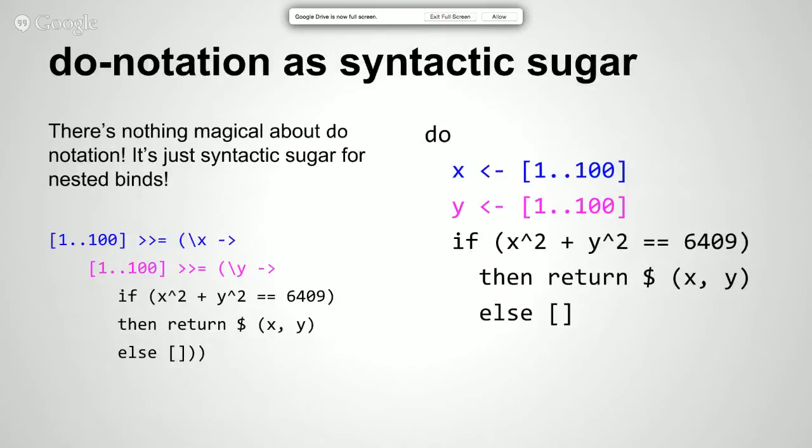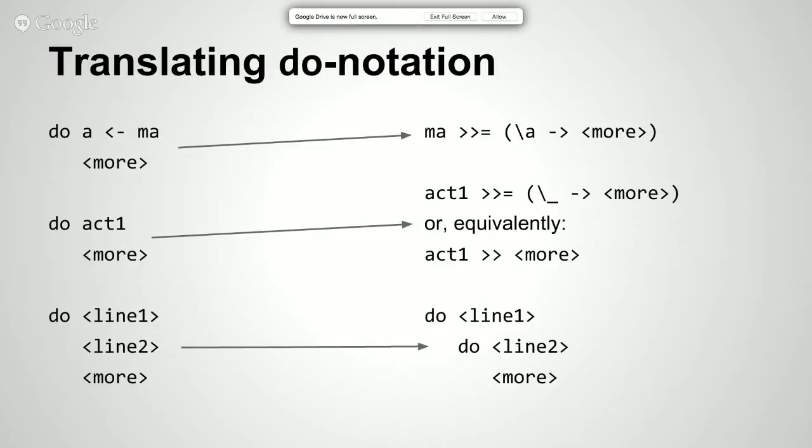And like I said, do notation, there's nothing magical about it. It's just syntactic sugar for nested binds. So you can use one or the other, whichever is preferable. But let's talk about do notation. There are essentially 3 cases to think about when you're deconstructing a do block. The first is where you have an assignment.